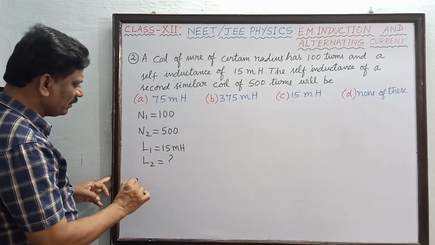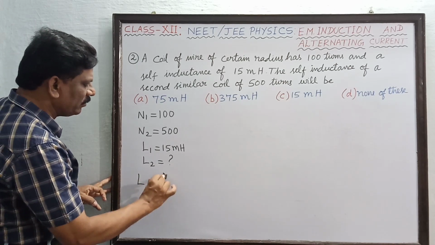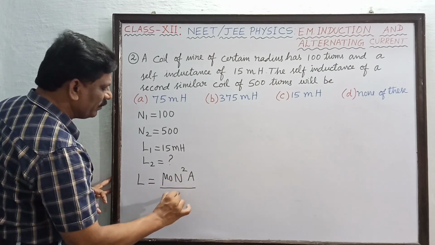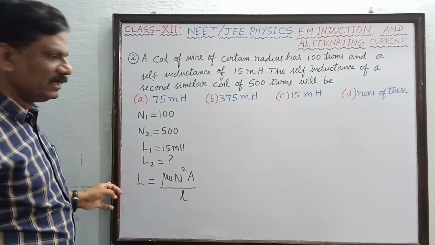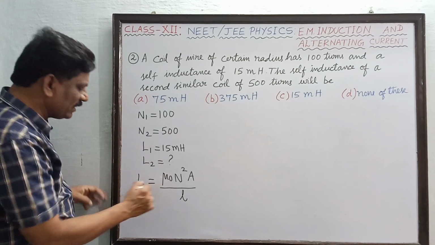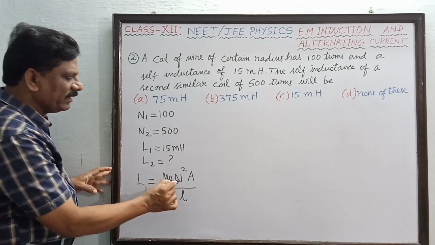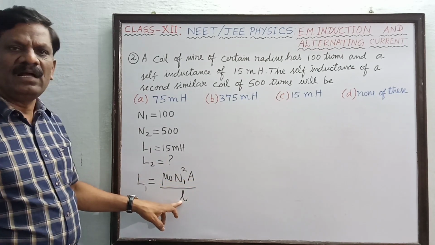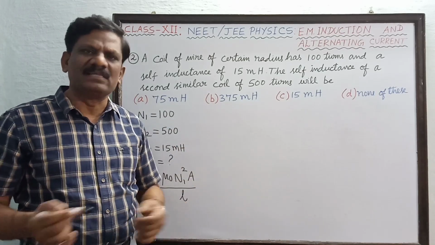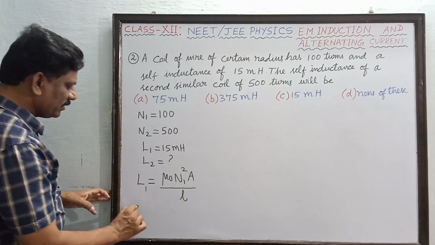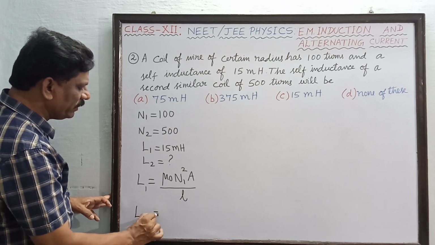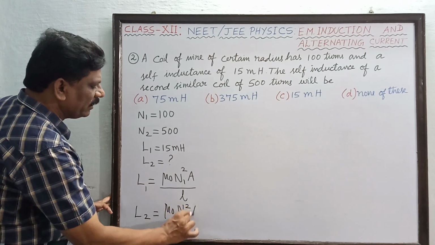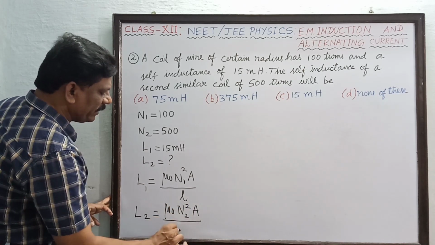So for this, the expression for self-inductance L is equal to mu naught into N square into A divided by L. Okay. Suppose if it is a first coil, it must be L1 and here N1 square. But the area A and length L are same for both the coils. It is constant, so we will leave it. Similarly, L2 is equal to mu naught into N2 square into A divided by L.